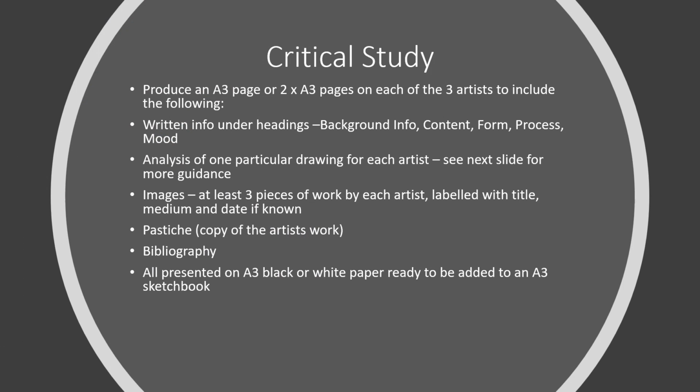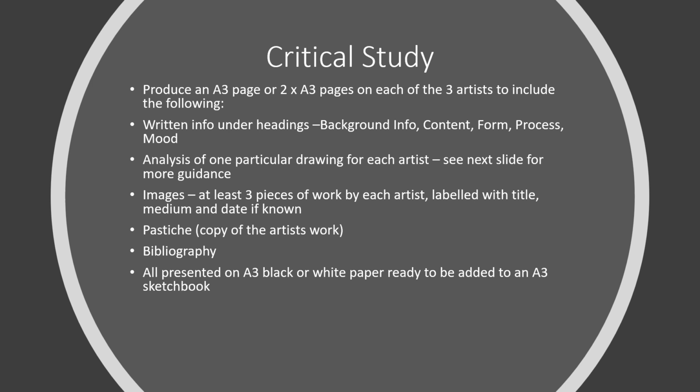So at this point, obviously, you've gathered your 3 artists, you've written some information about them. Now you need to start thinking about collating that and presenting that. Now on some following slides, we have some examples that we'd like you to look at. But this is a list of what we'd expect to see on that critical study. Produce an A3 page, or if you like working on a larger scale, you could do 2 A3 pages on each of the 3 artists. Okay, so it could be either 1 A3 page on each artist or a double page spread.